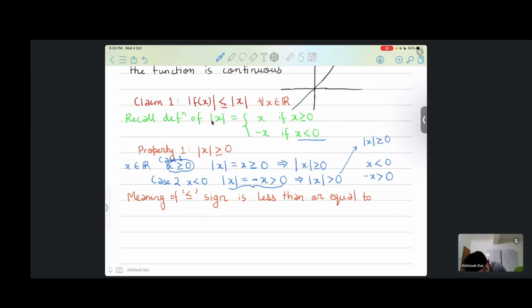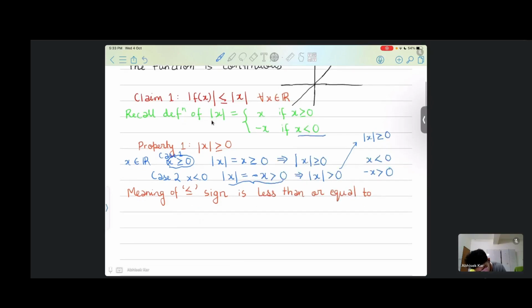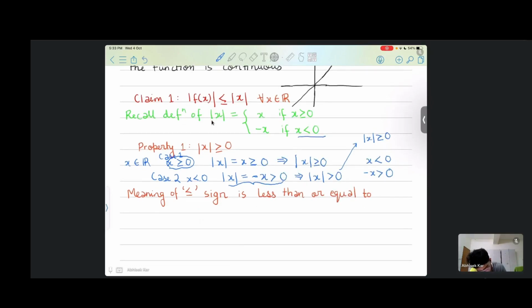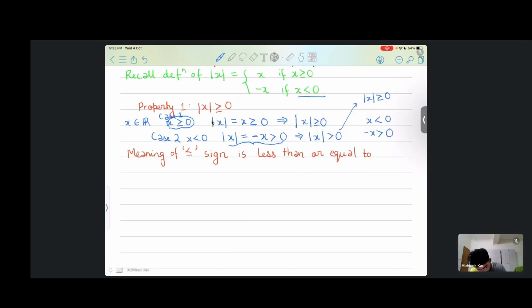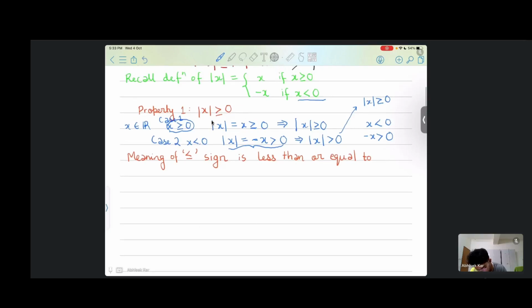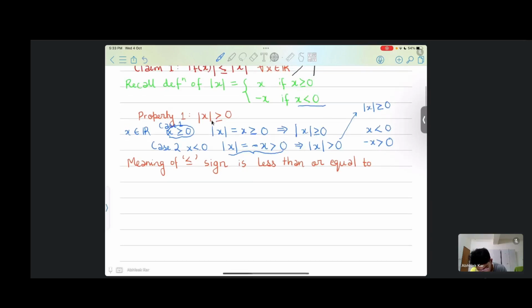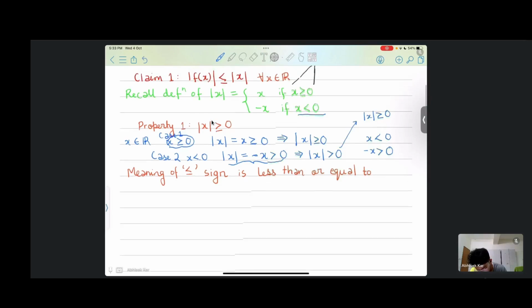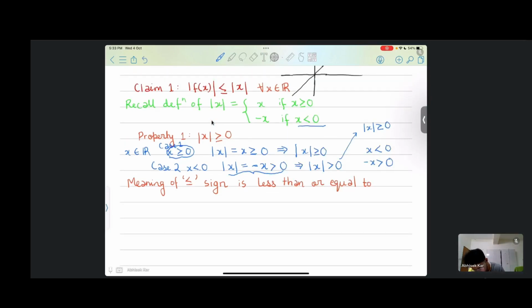When do we write greater than or equal to? If either it is greater than 0 or it is equal to 0. So in this case it is greater than 0, so we can write mod x is greater than or equal to 0. Now similarly, the meaning of the less than or equal to sign is less than or equal to. So I want to prove claim 1.